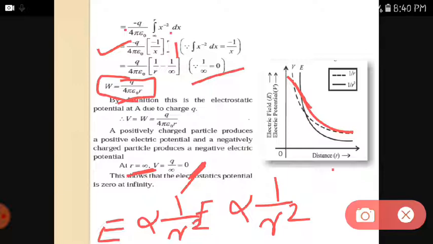But potential is only inversely proportional to r. You can get this from the equation also, not to worry about it. From the formulas you can say that. From Coulomb's law you can say F is inversely proportional to r square. From this formula you can say V is inversely proportional to r and E is inversely proportional to what? r square. So you have to remember this. This can be asked in MCQ type questions.